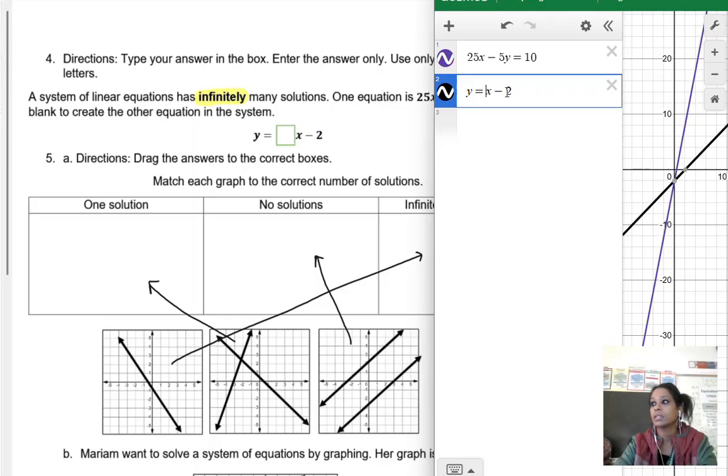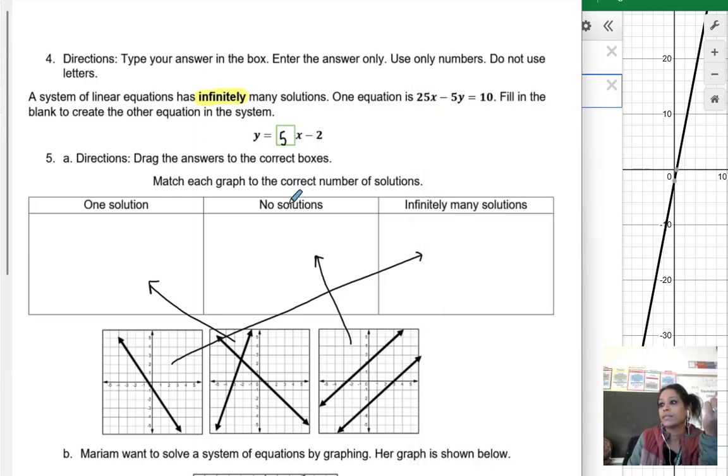3. Oh, it's getting closer. 4. Even closer. It's got to be 5. There you go. 5 works. So this number in here is 5. You're going to type that in. So that's how I would do this problem.